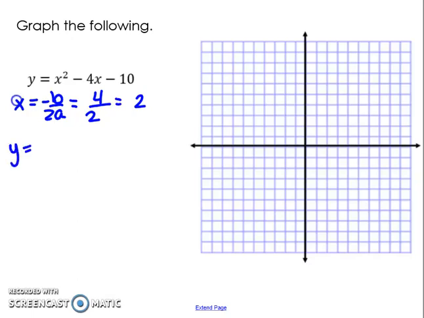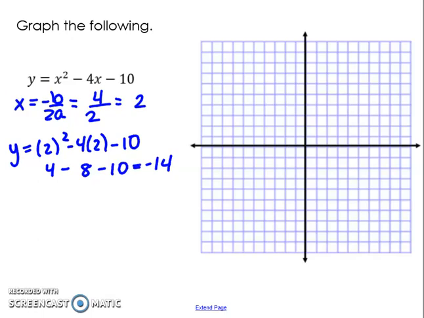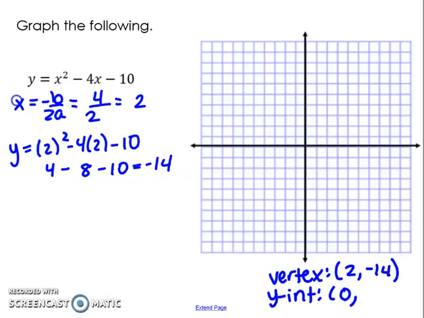To find the y, we're going to plug it in. So 2 squared minus 4 times 2 minus 10. So 4 minus 8 minus 10 gives us -14. Okay, so our vertex that we can write down over here, that's going to be 2, -14. The y-intercept, the x value will be 0. And we look at the c term, so c is -10.